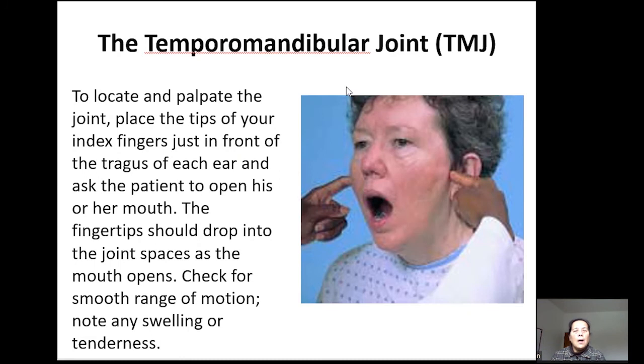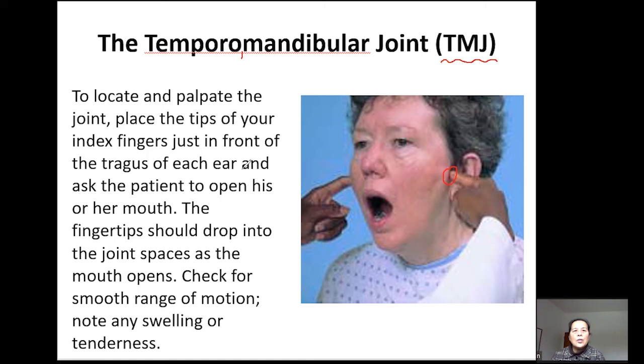Then we go to the individual joints, checking one by one. Let's start from the head first. The TMJ joints. That's basically the connection between the temporal bone and the mandible bone, so that's where the name comes from. These joints are located on the side of the head, right in front of the ear.